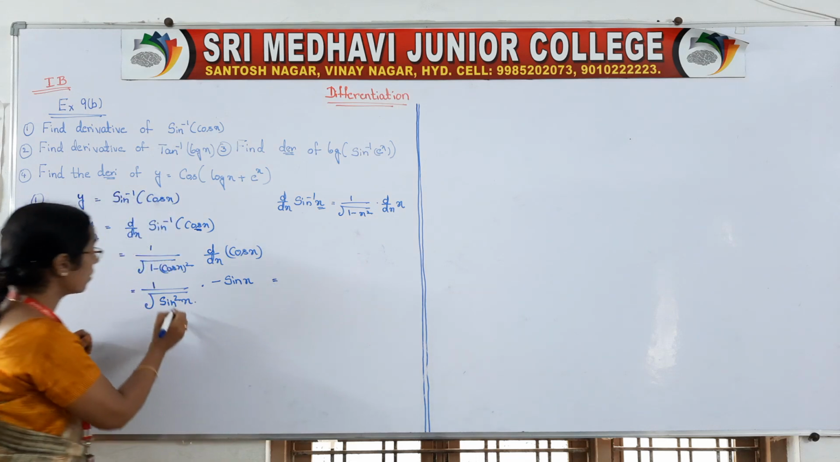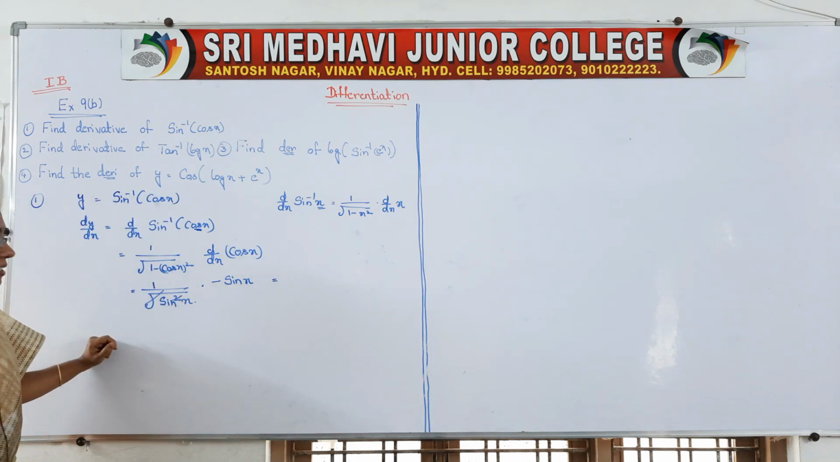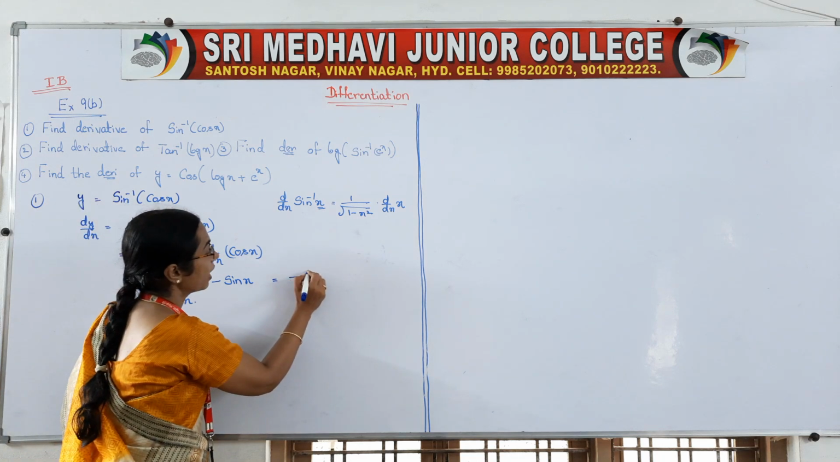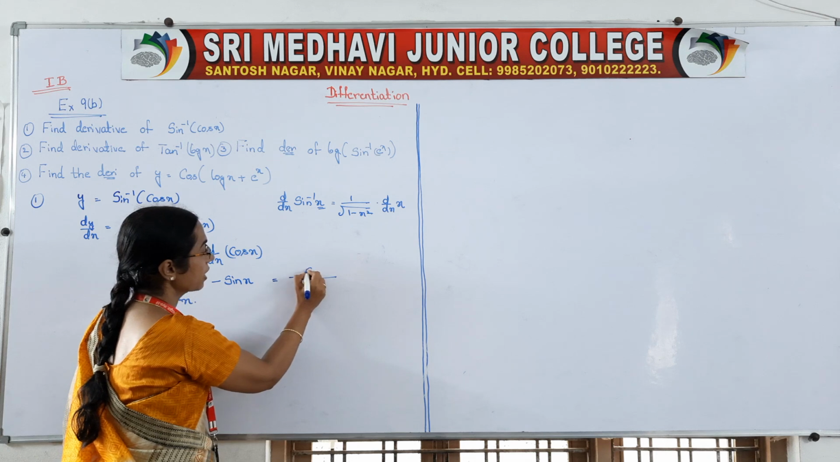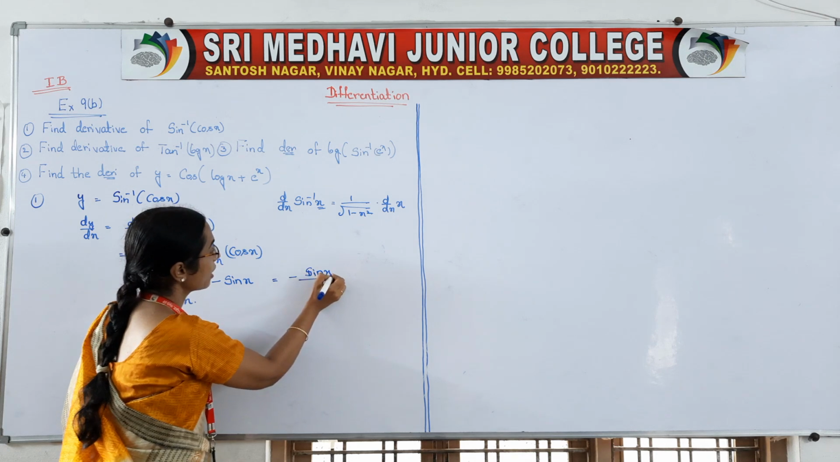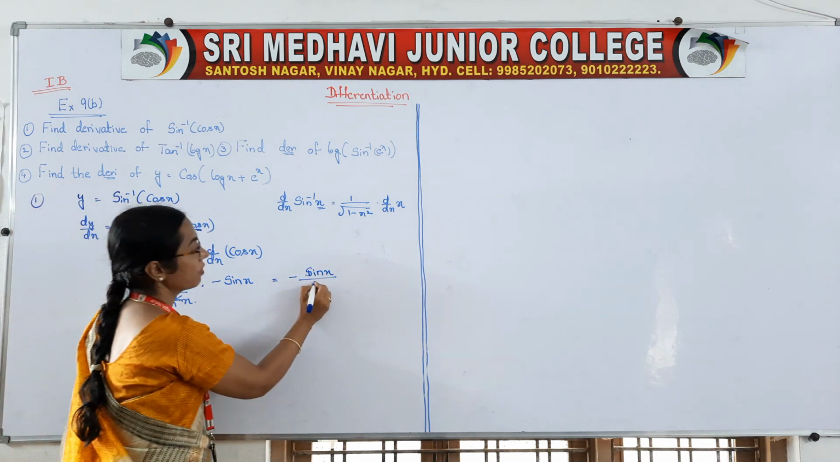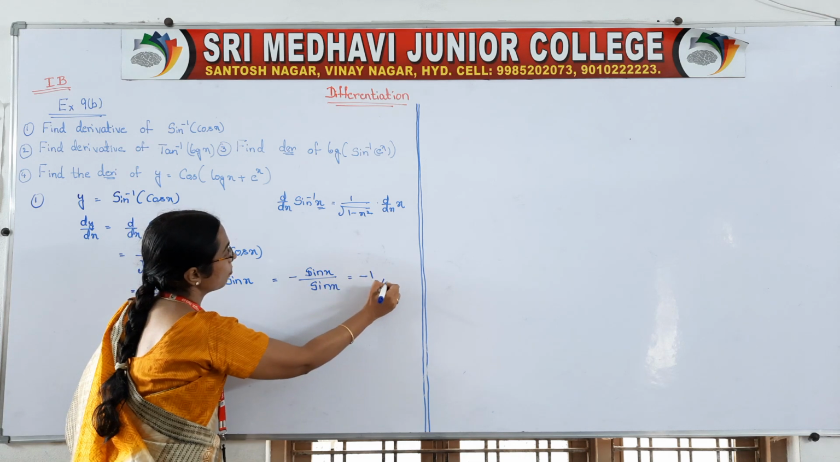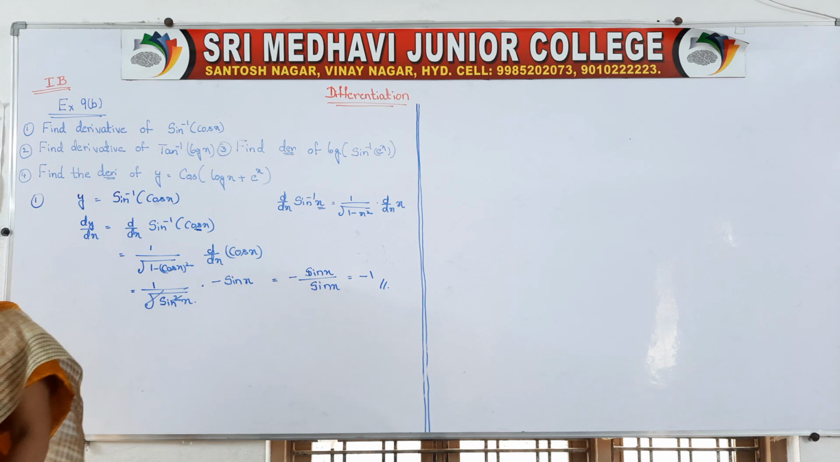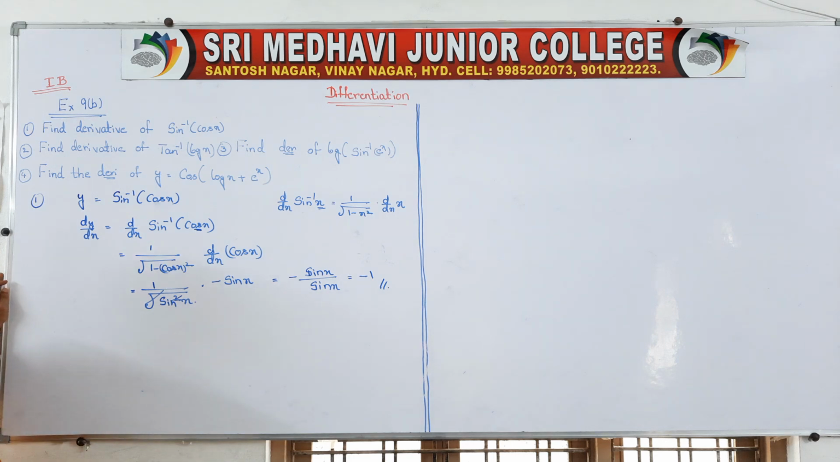So here the square root will get cancelled. Now what is the leftover value? Minus 1 into sin x, or minus sin x you can write directly. Downwards we have sin x, so both will get cancelled. Minus 1 is the answer. Very simple. If you know the standard formulas, we can easily solve these problems.